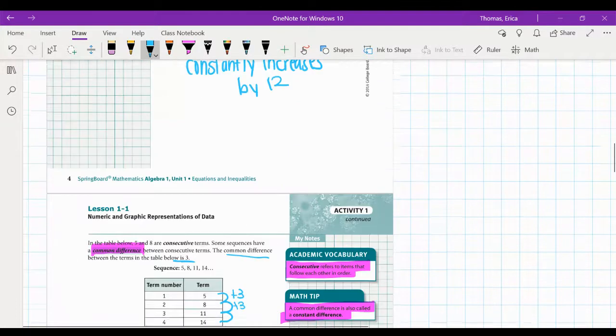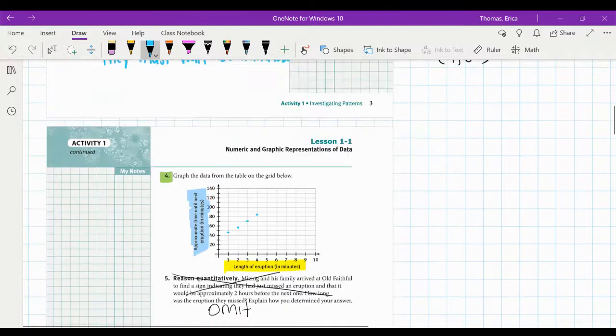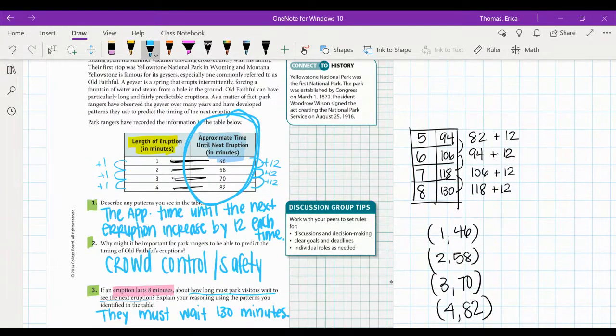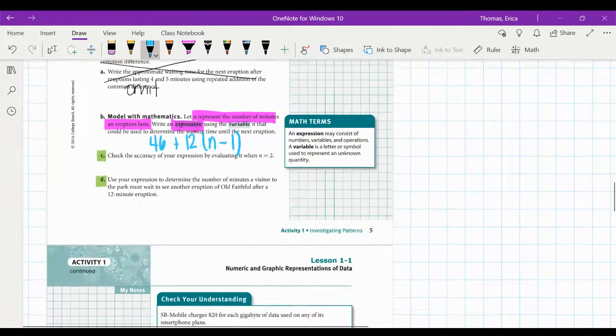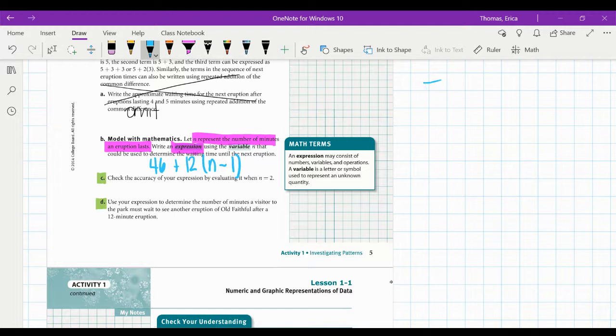Well, let's look at our table. What are we supposed to get when n is 2? When n is 2, or when the length of the eruption is 2, the approximate wait time is 58. So let's see if that checks out using this expression. So I'm going to evaluate the expression 46 plus 12 times n minus 1.